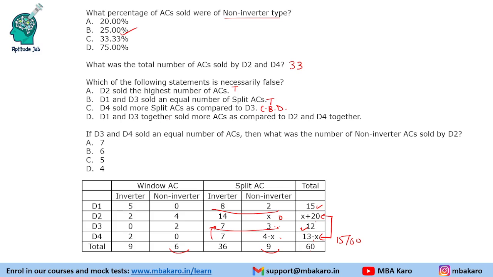D1 and D3 together sold more ACs as compared to D2 and D4 together. So D2 and D4 together sold 33 and D1 and D3 together 27. So this is false.